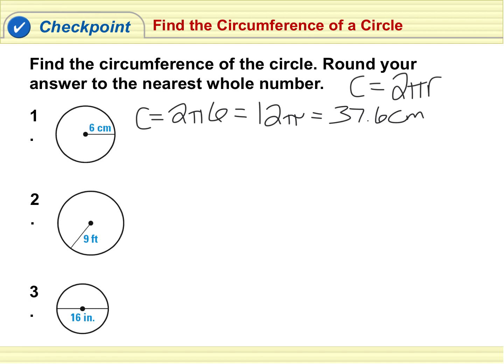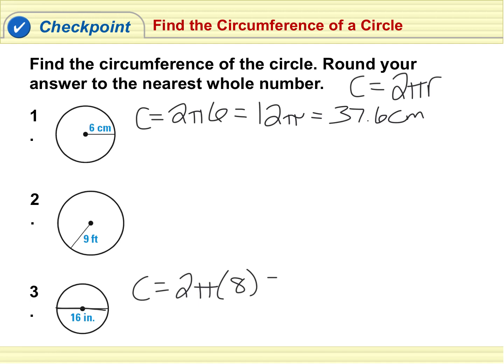I'm going to jump down to number 3. Why does number 3 look a little different? It gave us the diameter. What do we want? We want the radius. How do you find the radius from the diameter? 16 divided by 2. Yep, 16 divided by 2, which is 8.